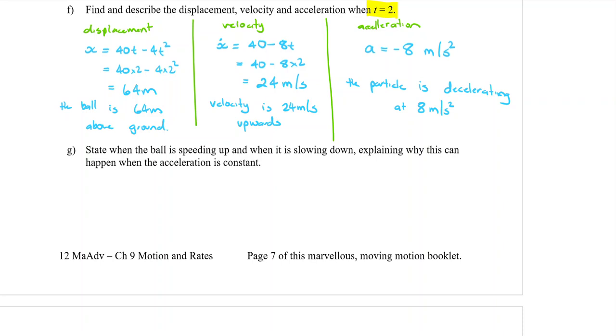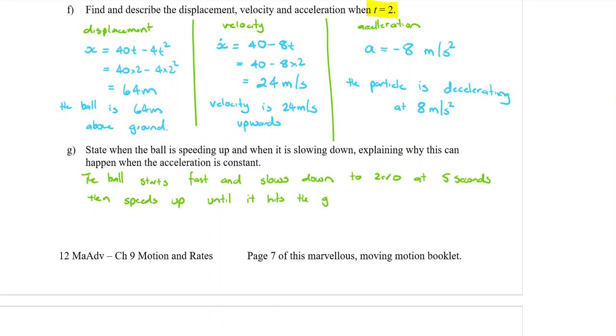All right? So we need to try and put a description in there of when the ball is speeding up and slowing down. So I'm going to use the word speed, so I'm going to start with that little description of speed. The ball starts fast and slows down to 0 at 5 seconds. Then speeds up, or should I say getting faster, speeds up until it hits the ground at 10 seconds.